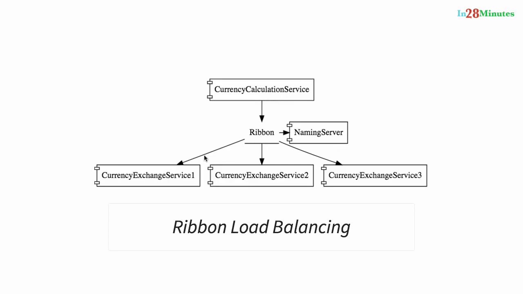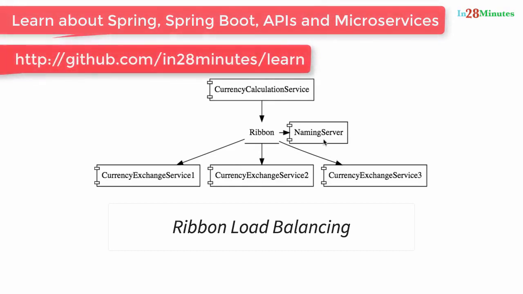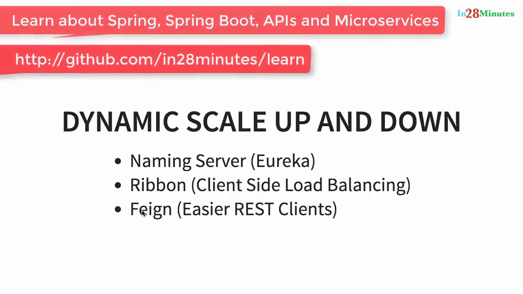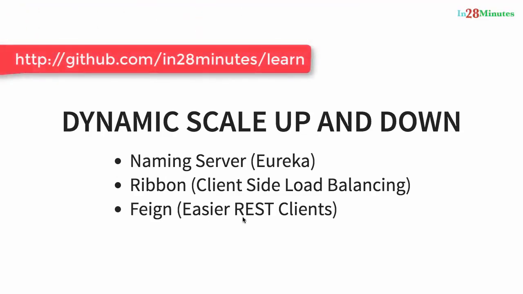We will use Ribbon for client-side load balancing. That means the currency calculation service will host Ribbon, and it would make sure that the load is evenly distributed among the existing instances that it gets from the naming server. We'll also use Feign in the currency calculation service as a mechanism to write simple RESTful clients.